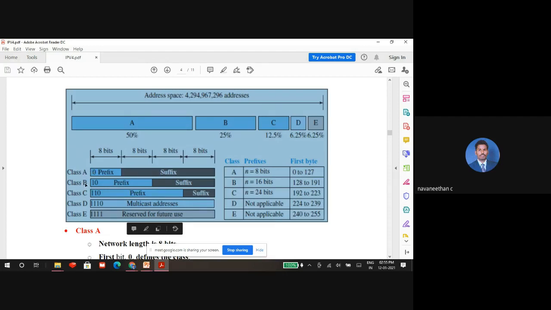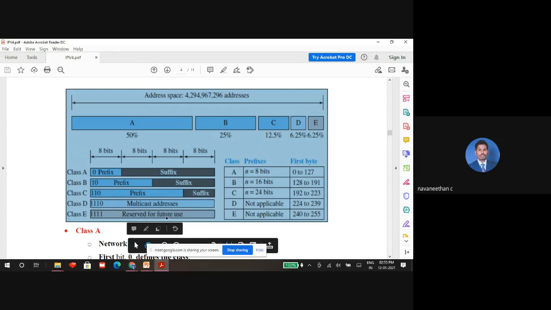What about Class B, students? The first 2 bytes represent the net ID, whereas the remaining 2 bytes represent the host ID. And for Class C, the first 3 bytes represent the net ID, whereas the last byte represents the host ID. Class D is for multicast, and Class E is reserved for future use. We are not using Class D and Class E.